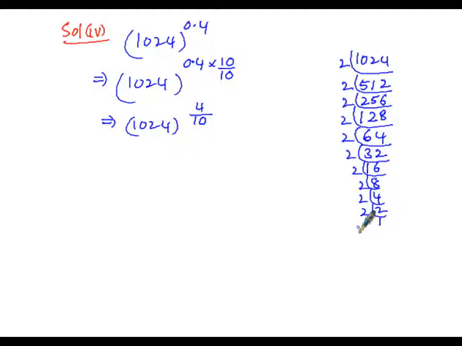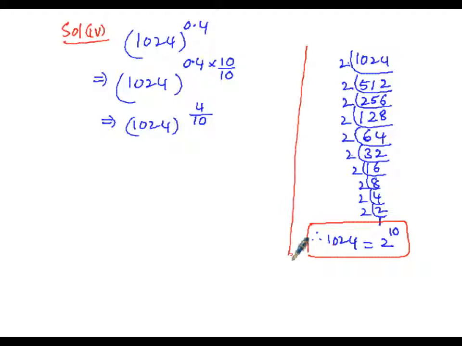So in this manner I got 1024, so 2 multiplied 1, 2, 3, 4, 5, 6, 7, 8, 9, 10 times, so it can be written as 2 raised to the power of 10. Instead of 1024 we can write it as 2 raised to the power of 10. So we can show it in the rough work column.